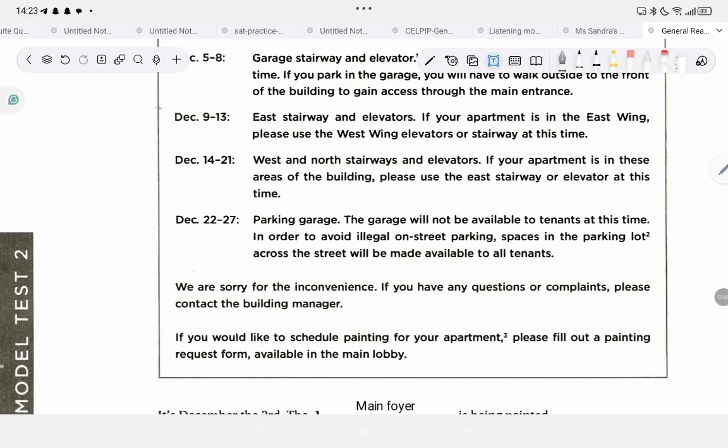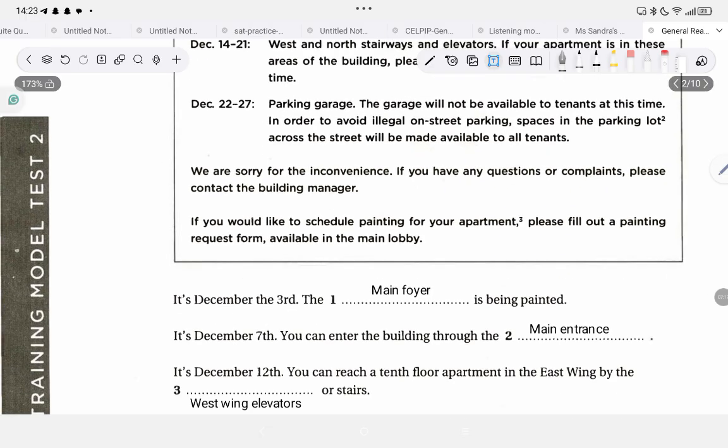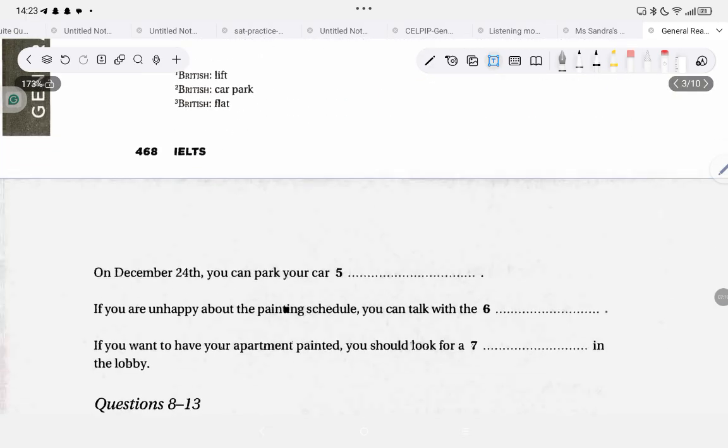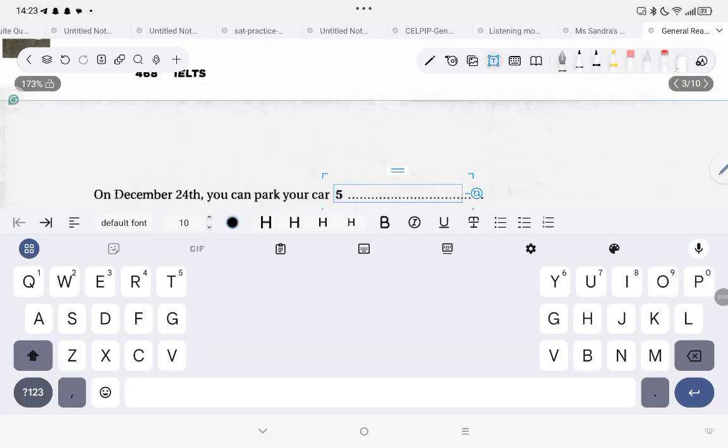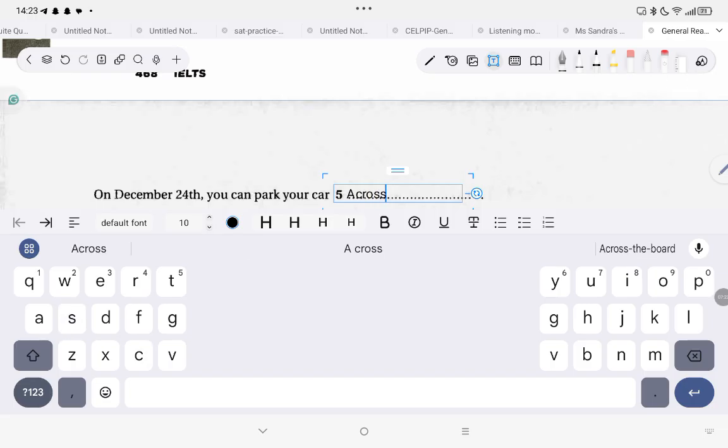So we have to pick the one that is most accurate or that we cannot do without. We can't say parking lot because that would just be the same as parking garage, similar, and that can be confusing. So what do we pick? We pick across the street. Across the street. That's the answer. Where are you parking? Across the street. So park your car across the street.